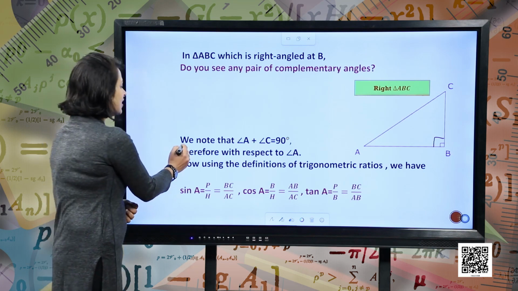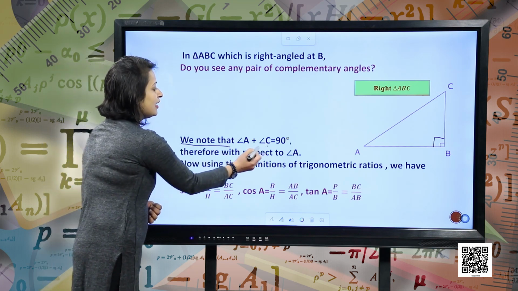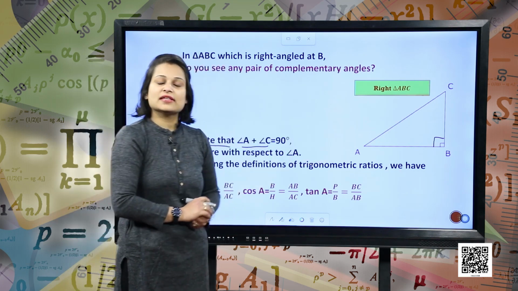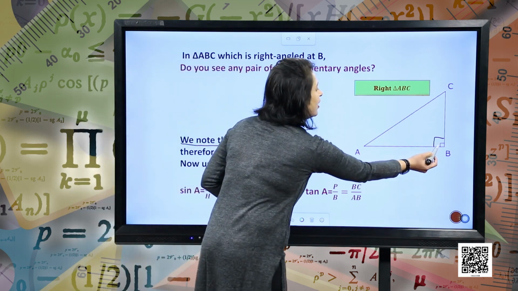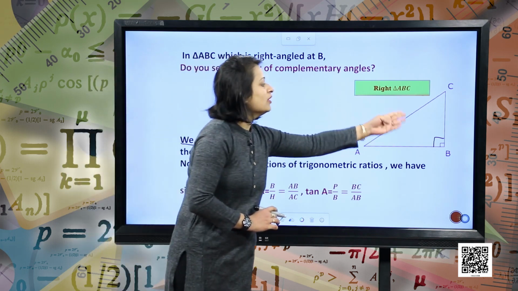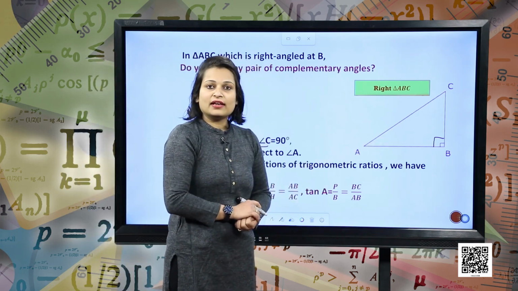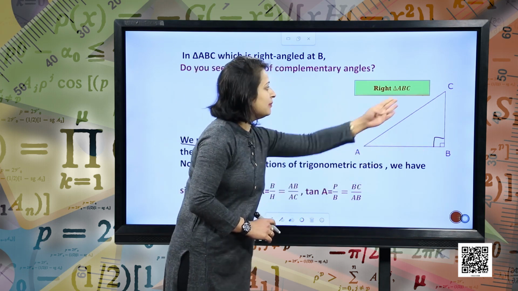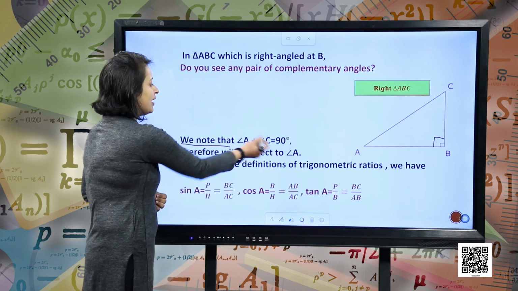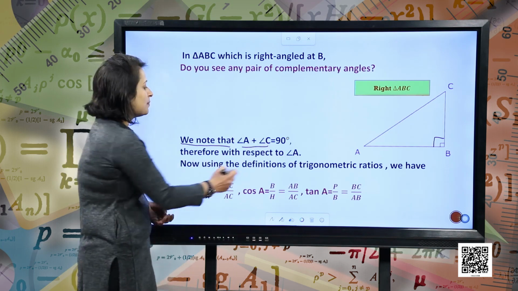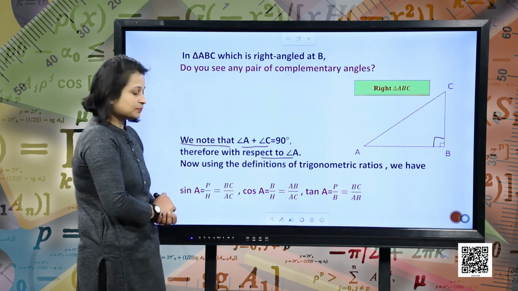Yes. You can see, we know that angle A plus angle C is equal to 90 degrees since angle B is 90 degrees. So by angle sum property, the sum of angles of a triangle is 180 degrees. Since this is 90 degrees, angle A plus angle C will give you 90 degrees. Now what will be the trigonometric ratios with respect to angle A?